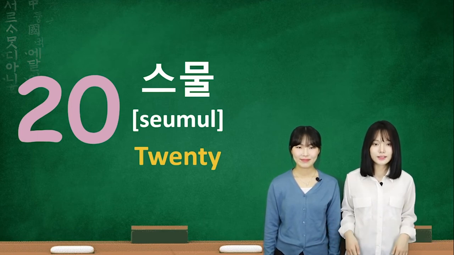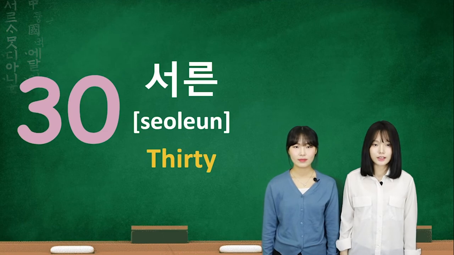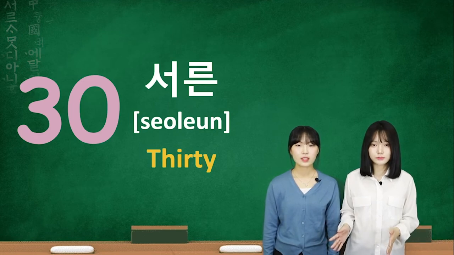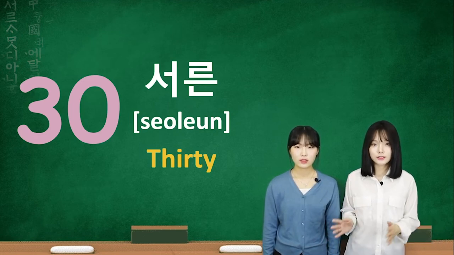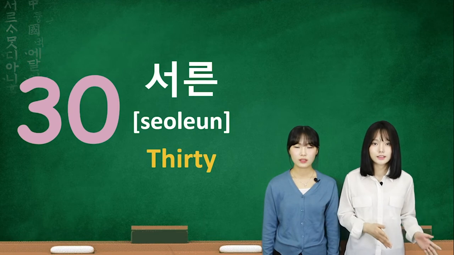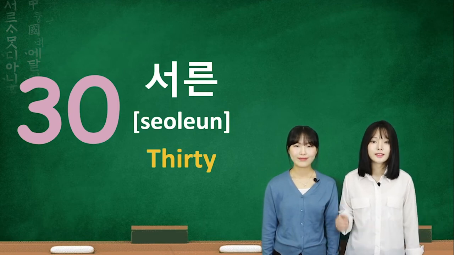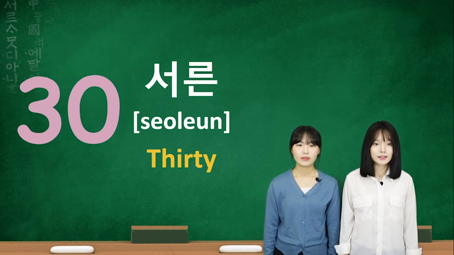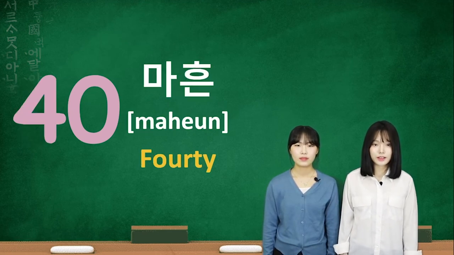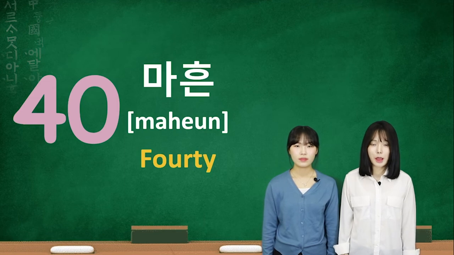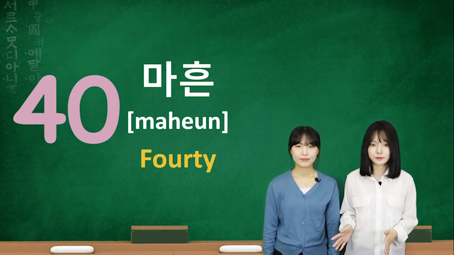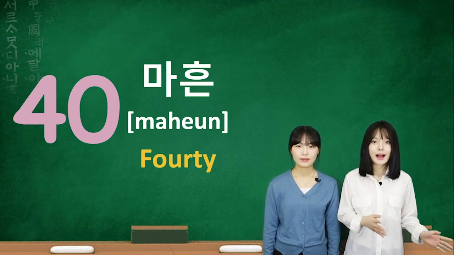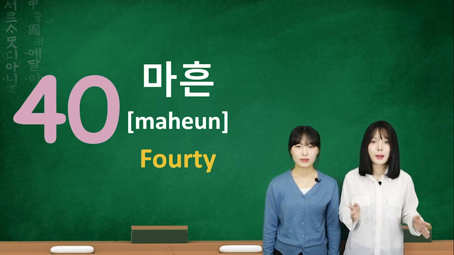Good. Next, 서른 is 30. Repeat after me. 서른, 서른, 서른. Good. Next, 마흔 is 40. Repeat after me. 마흔, 마흔, 마흔.